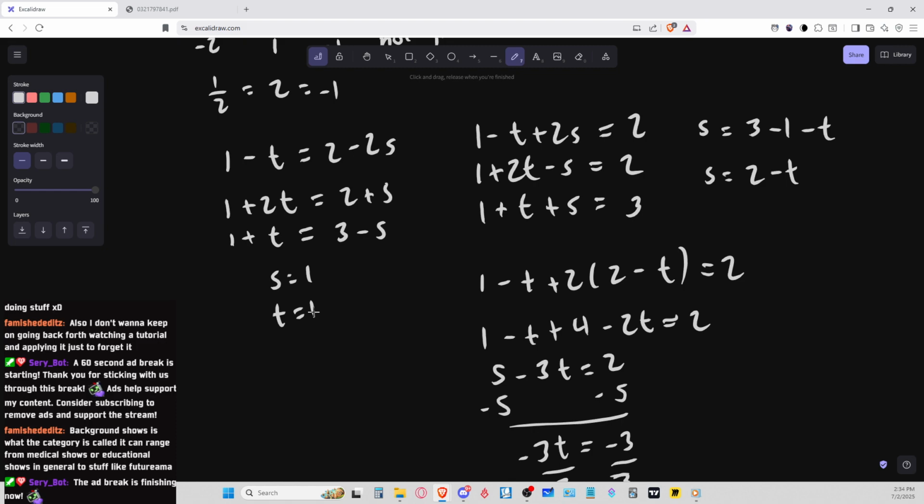Background shows is what the category is called. Can range from medical shows or education shows in general to stuff like Futurama. That's fair. That's fair.